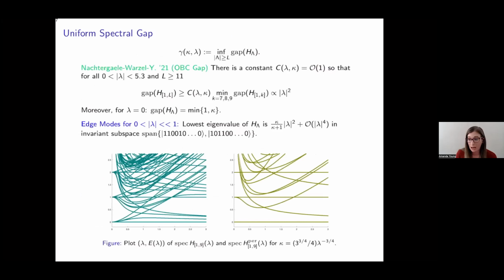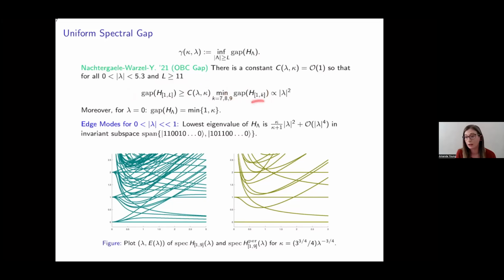Now, of course, the value of the gap can also depend on the model parameters, kappa and lambda. And in the original work that I did with Simona and Bruno in 2021, what we were able to show was that there was a constant dependent on kappa and lambda that was robustly order 1, so that if you take any non-zero value of lambda that has modulus between 0 and some constant, this constant is dependent on a function, so 5.3 is not strict, but it gives you a good idea of the regime that it does apply to. And as long as you looked at intervals of length at least 11, you could bound the gap of any Hamiltonian of length L from below by this order 1 constant times the minimal gap that you would get for a Hamiltonian on an interval of size 7, 8, or 9.